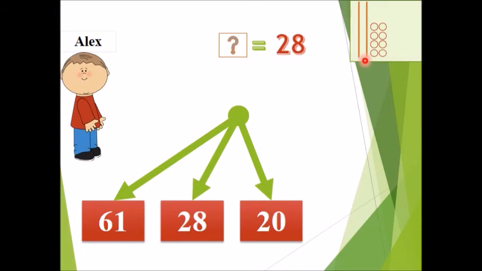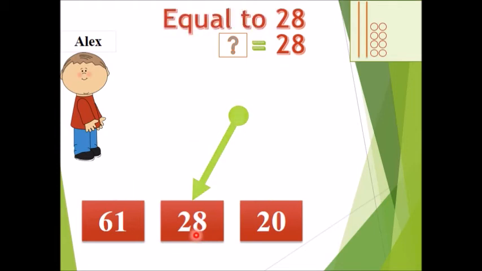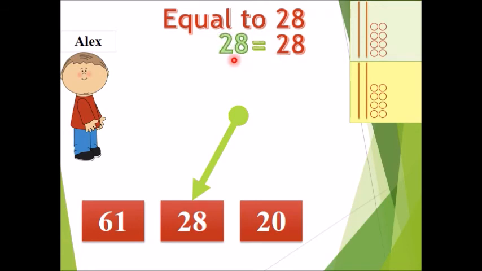Let's look at a quick picture of 28. 28 has 2 tens and 8 ones. A number that is equal to 28 must have the same number of tens and the same number of ones. Which number is equal to 28? Simple. The only number that is equal to 28 is 28. 2 tens and 8 ones.